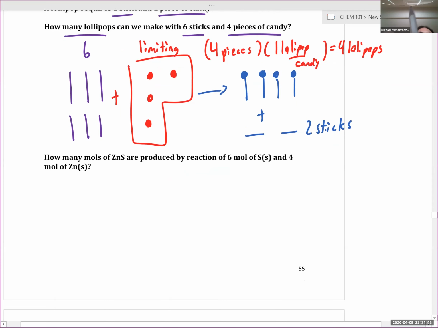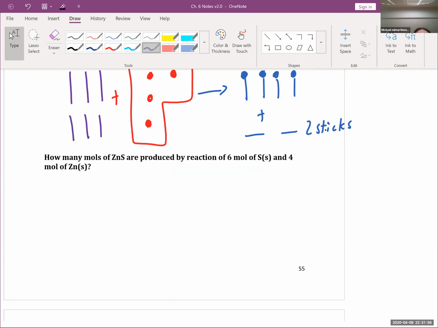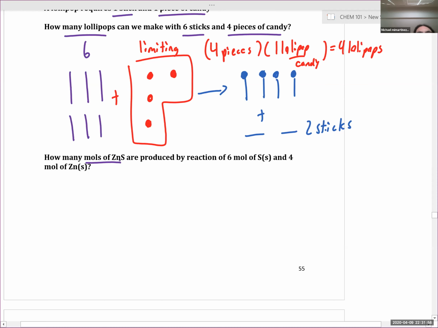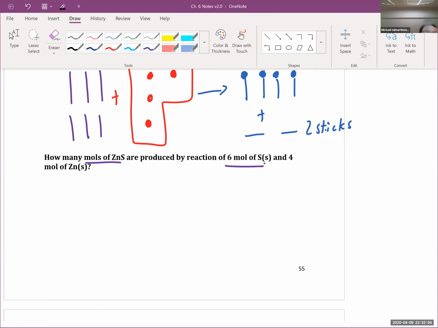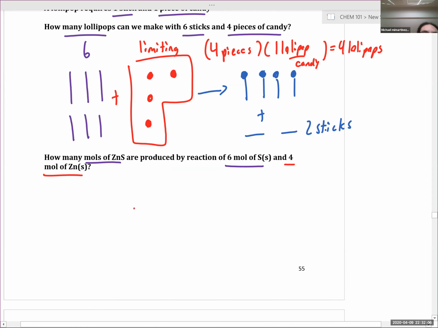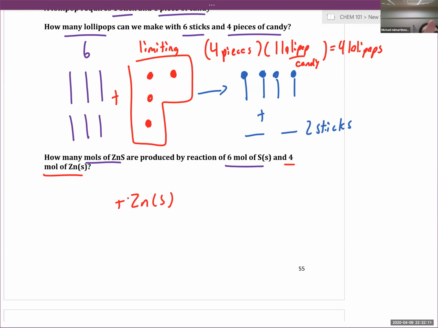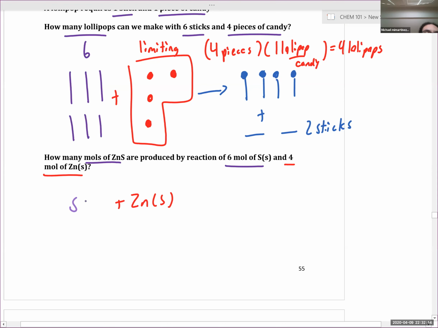Let's try to apply this to a more chemical example, and I'm going to color code it. How many moles of zinc sulfide are produced by a reaction of 6 moles of sulfur and 4 moles of zinc? So we have the zinc reacting with sulfur solid to generate zinc sulfide solid. So just like our lollipop example, do we have a 1-to-1 stoichiometry? Is our mole to mole ratio 1-to-1 in this case?